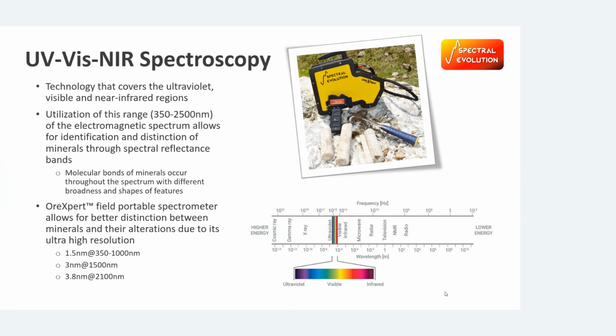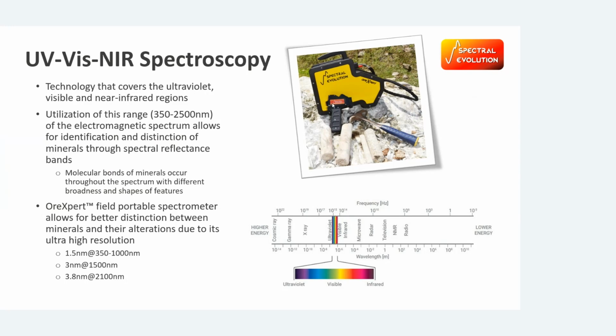So we've used this type of technology in the mining industry for a while now, and it's a proven method. The utilization of the 350 to 2500 nanometer range of the electromagnetic spectrum, which you see here in the bottom right-hand corner, essentially came out of remote sensing needs, as did the invention of ultra-high resolution field portable spectrometers, like you see with the ORExpert up here in the top right. So this technology has been used not only in the mining industry, but for other industries like remote sensing as well.